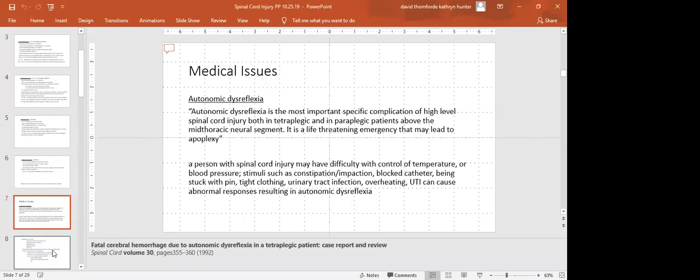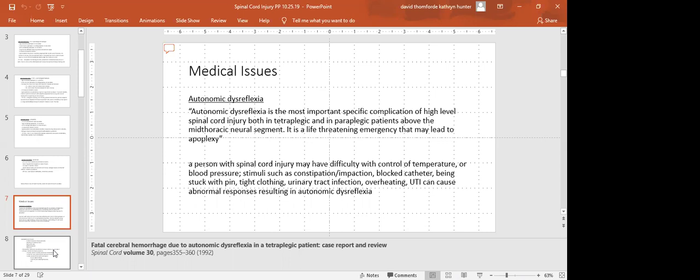I want to talk about a few medical issues first before we get into the OT treatment. These are areas that are primarily the responsibility of nursing staff, but OTs need to know about them because if a person has some of these symptoms, we need to be able to inform the staff, and there may be a few steps we can take to address the problem.